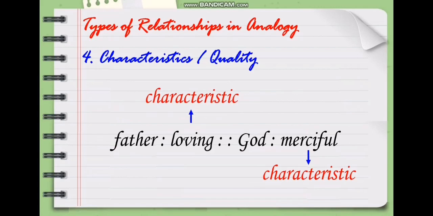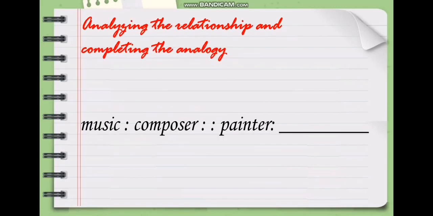Since you already know what an analogy is, now I am going to teach you a simple technique to complete an analogy if one idea is missing, by analyzing the relationship of the present words. Let's take this one as an example. Music is to composer, as painter is to blank. We know that music is what composers produce or make, and painters make what? Of course, paintings. So for this analogy, music is to composer, as painter is to paintings.